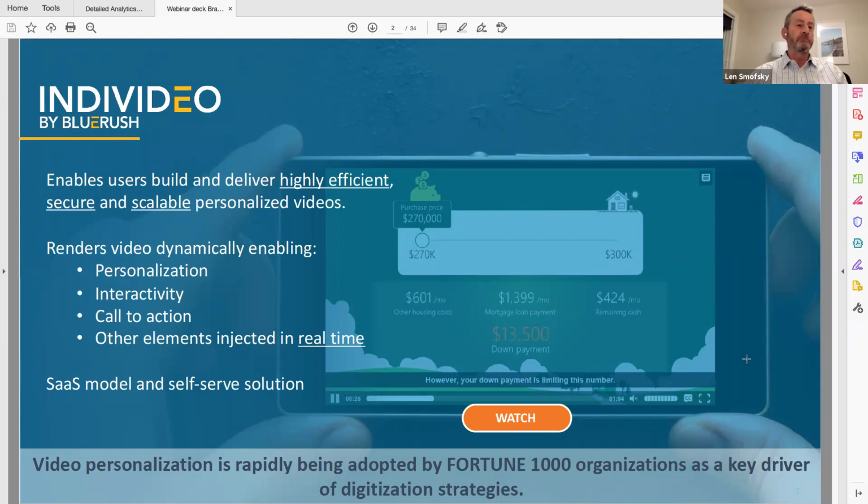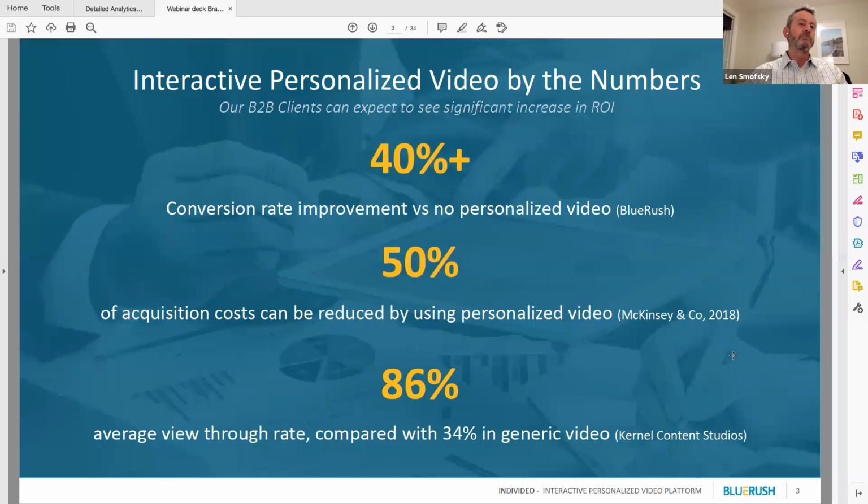Let's talk about ROI. What impact have your customers seen from using this technology? Sure. Here's a couple of numbers that are just average across the board. This 40% is an average conversion lift.